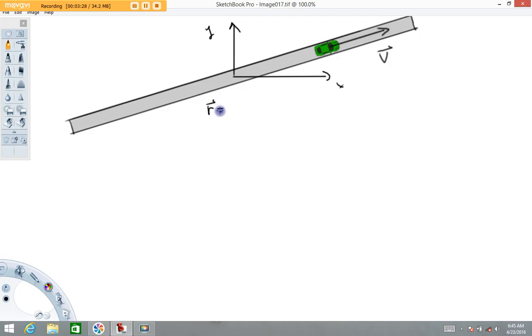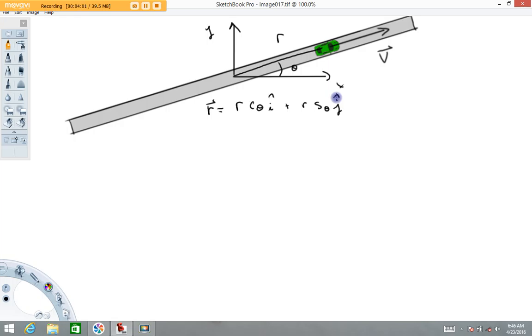The position vector of the car can be written as a radius times a vector in this direction. I'm going to call this distance right here r. That makes the horizontal distance r cosine theta, and this vertical distance r sine theta. So the position vector we could write as r cosine theta i plus r sine theta j. Here's one way we can write that position vector.